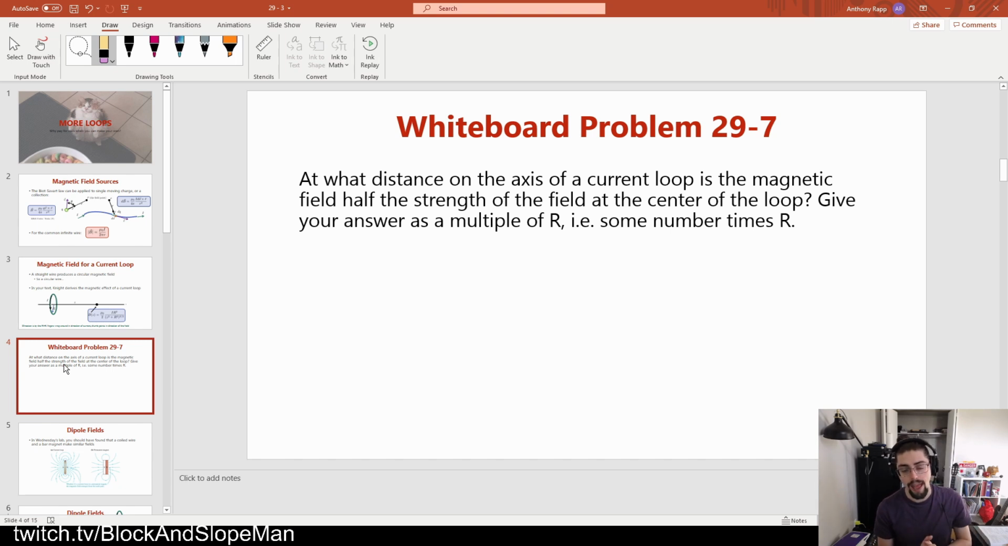Let's imagine that we have some sort of loop of charge, and we measure the strength of the magnetic field right at the middle of this loop. How far away from the middle of the loop do we have to get for the field strength to be halved? And we want to answer this because we don't have any real numbers in here. We want some multiple of the radius capital R.